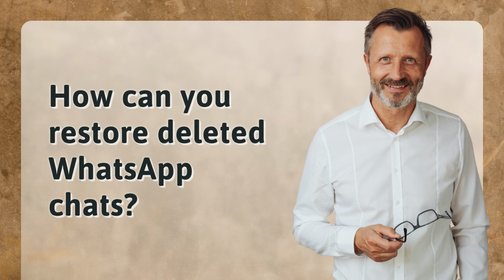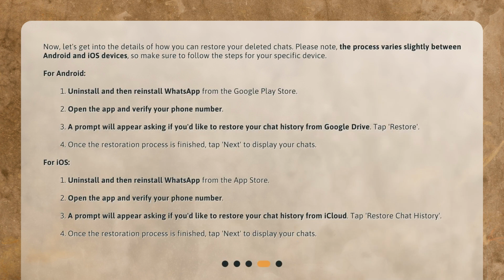How can you restore deleted WhatsApp chats? Now, let's get into the details of how you can restore your deleted chats. Please note, the process varies slightly between Android and iOS devices, so make sure to follow the steps for your specific device. For Android: 1. Uninstall and then reinstall WhatsApp from the Google Play Store. 2. Open the app and verify your phone number. 3. A prompt will appear asking if you'd like to restore your chat history from Google Drive. Tap Restore. 4. Once the restoration process is finished, tap Next to display your chats.